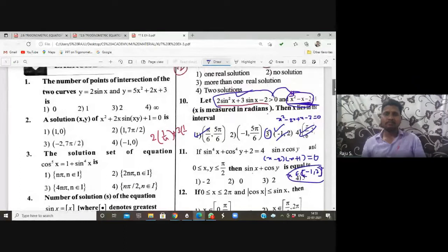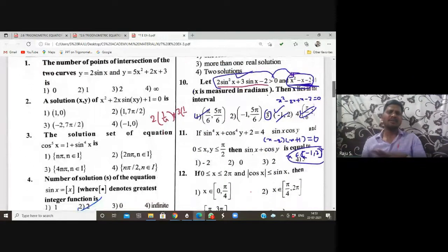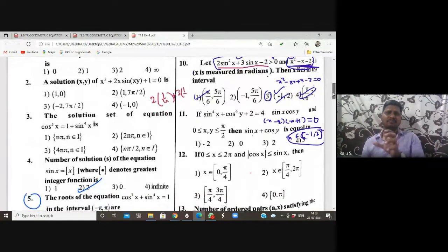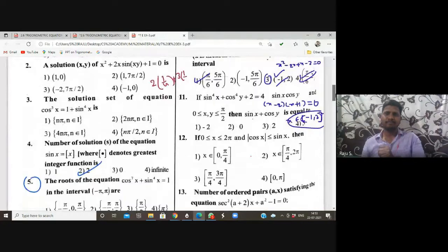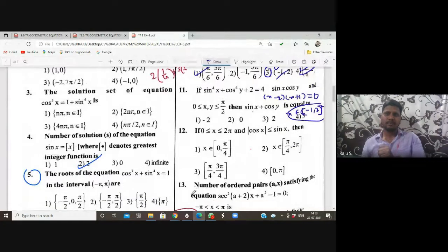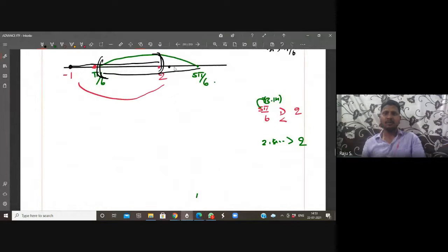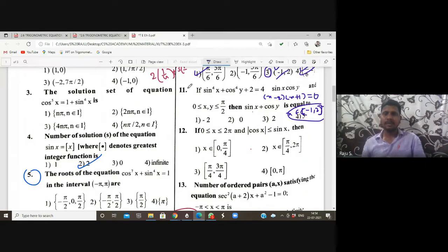Okay, is it clear? Solve both the equations and take the common solution. That is the required solution for both the equations. That's it. Because if you take any value more than 2, it is not a solution of the second equation. If you take any solution lesser than pi by 6, it is not a solution of the first equation. That's the reason we always have to take the common region. Okay, common region, right?